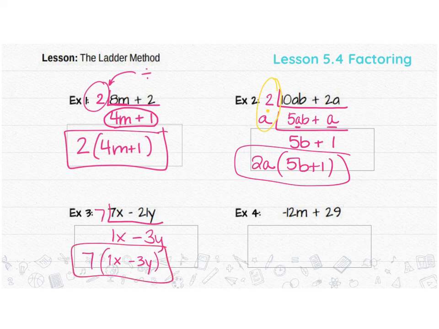And example 4 is an interesting one because 29 is a prime number, and no number will go into 29 besides 1, which means it doesn't have any common factors with 12. So this is an example that cannot be factored.